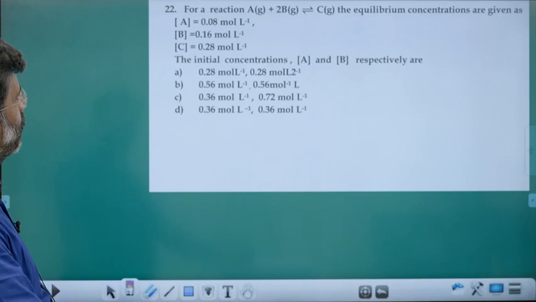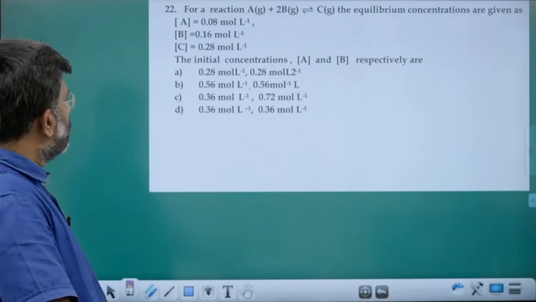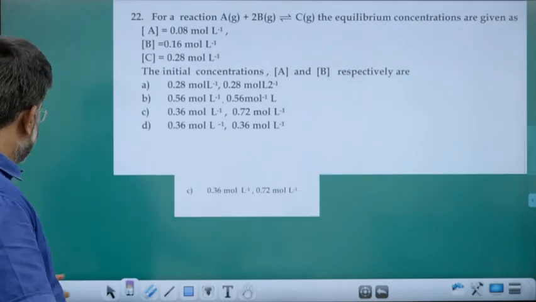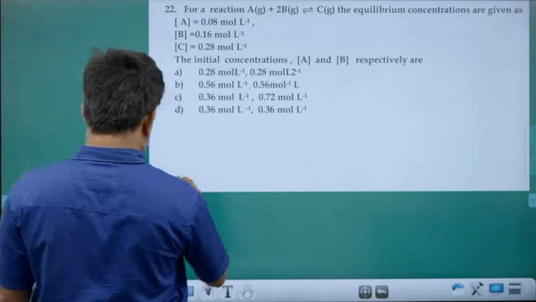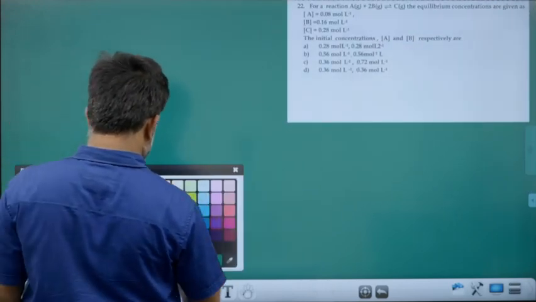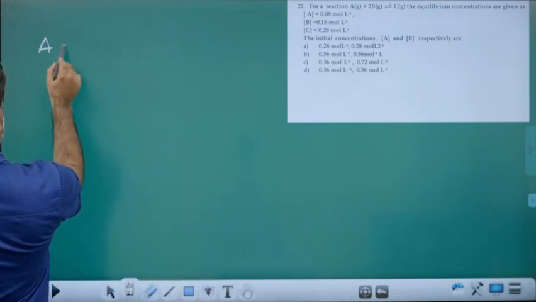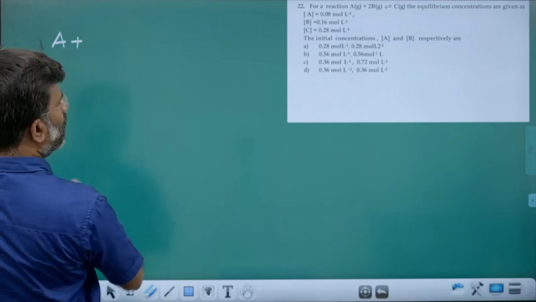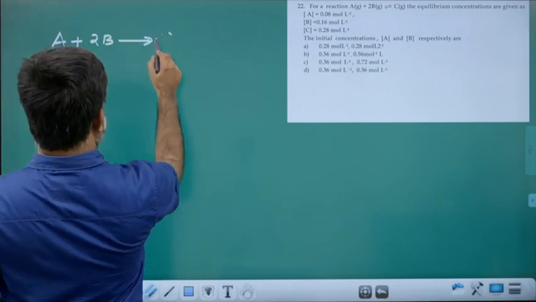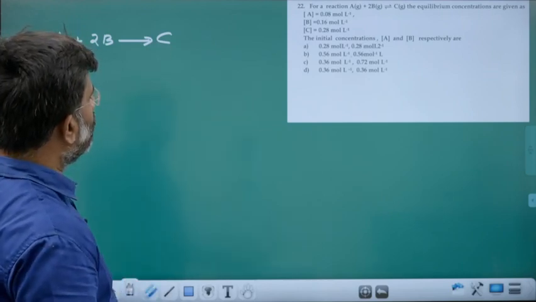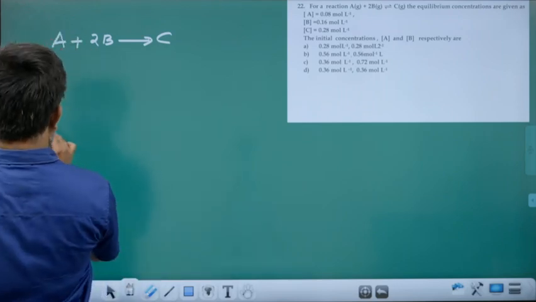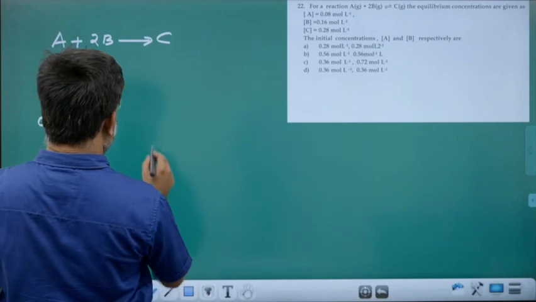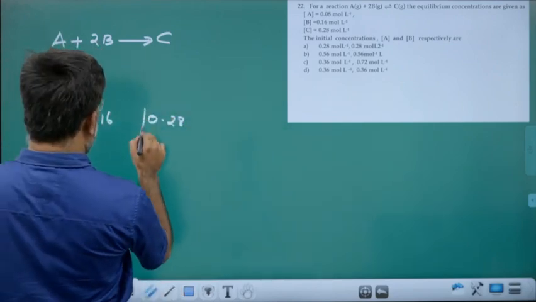For a reaction A plus 2B giving C, all are gases, equilibrium concentrations are given. The initial concentrations of A and B respectively are. Equilibrium quantity of A, 0.08. And that of B, 0.16. And that of C, 0.28. So you see C formed is 0.28.